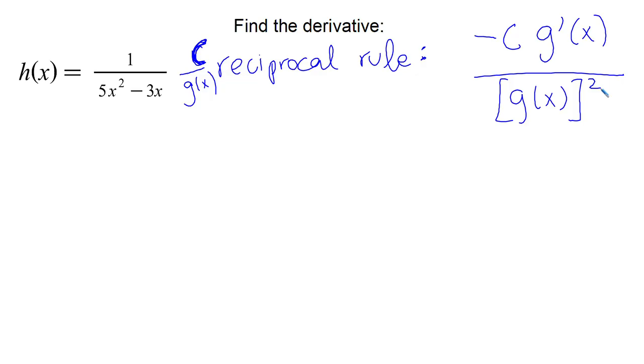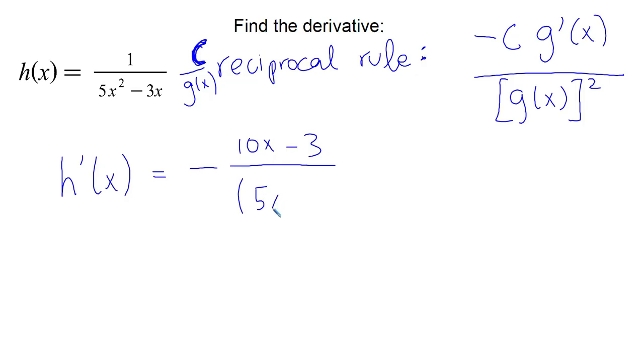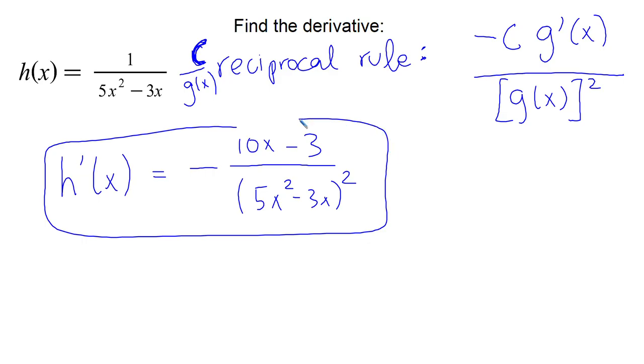So we'll just use the rule. H prime of x should be negative of our constant, which is 1, so I don't need to bother to write that. And then our derivative of 5x squared minus 3x, that should be 10x minus 3 when we use the power rule on that. And then we just throw our denominator squared down there, and that's it. We're just using the reciprocal rule.